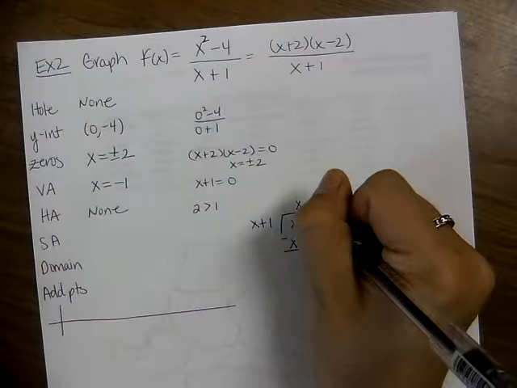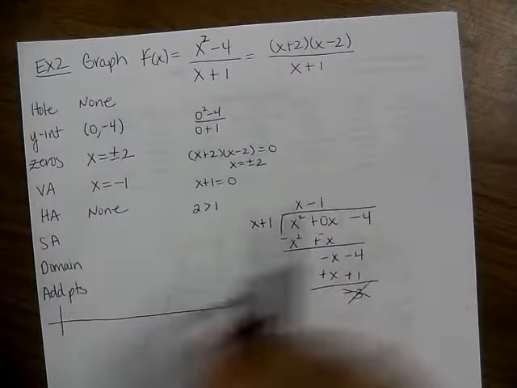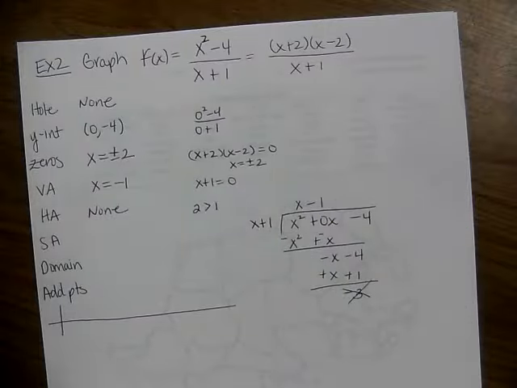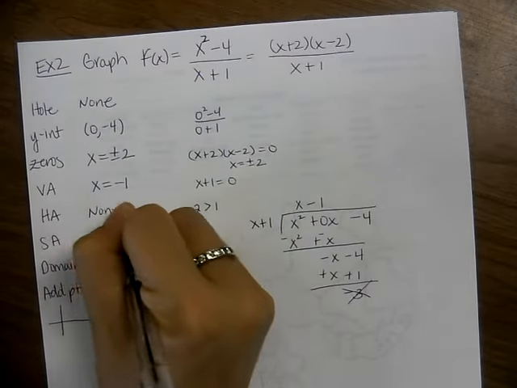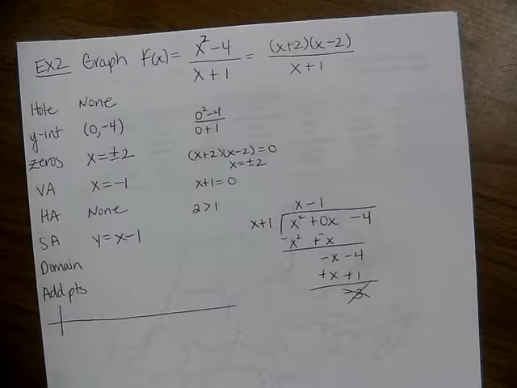Okay? So now, this represents a slant asymptote, which is a slanted line. Okay? This is a y equals equation. So I have y equals x minus 1 for my slant asymptote.